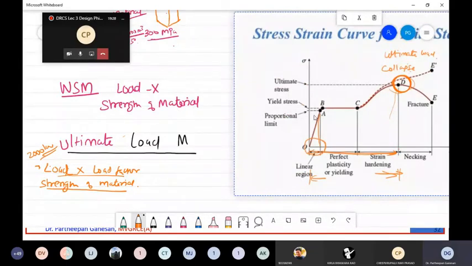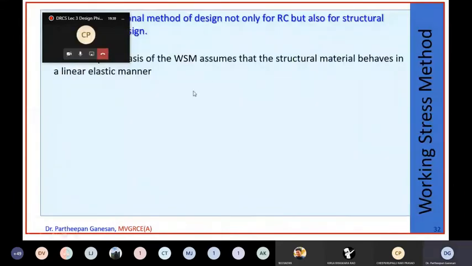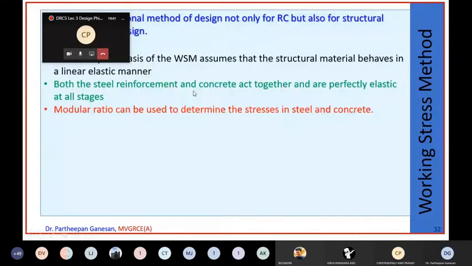In the working stress method, both the steel reinforcement and concrete act together in a perfectly elastic manner at all stages. Remember, it's elastic. Modular ratio can be used to determine the stresses and strain. And as I told you, it follows Hooke's law.